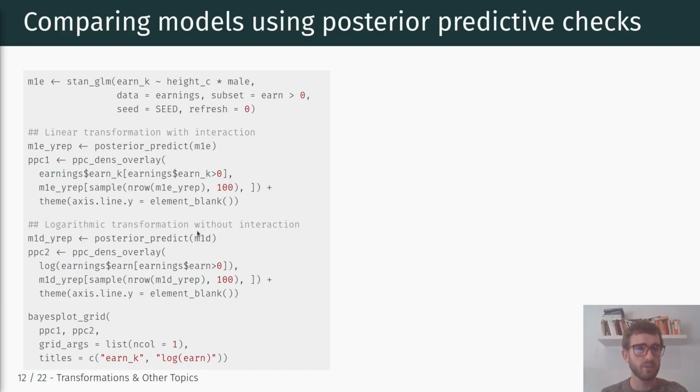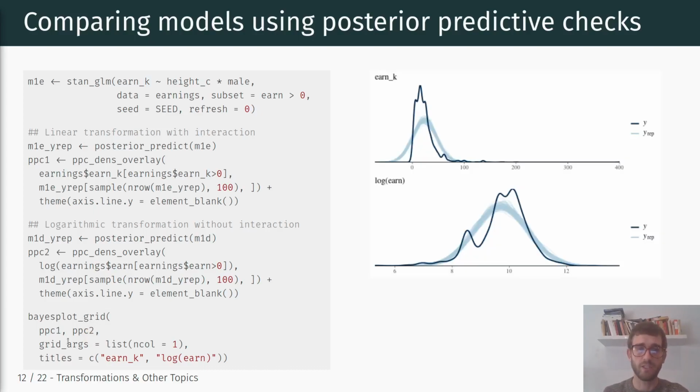Okay, we're doing the same for our logarithmic transformation without the interaction, and then we'll check which one of those fits our data better, right? Which one of those posterior predictive distributions resembles the actual observed outcome measure better. Okay, and we're just combining both in a grid using bayesplot_grid here. Of course, all of these commands, as I mentioned before, are part of the bayesplot package. Okay, and this is the result.